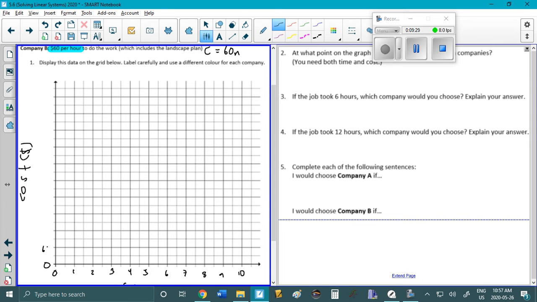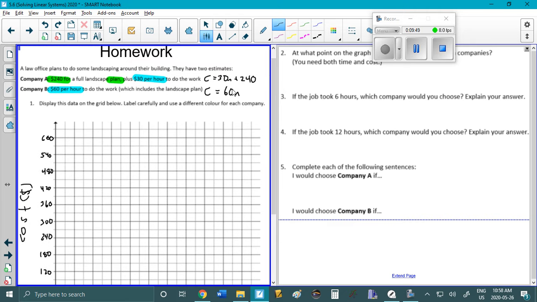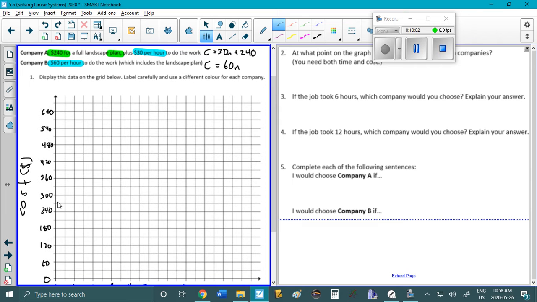So maybe let's go 60, 120, 180, 240, 300, 360, 420, 480, 540, 600. So what I did here is I went up by 60s because this rate of change is 60. That's nice, going up by 60s. This rate of change is 30, which is half of 60, so that'll still be nice. That'll be these lines. And this initial value is 240, and look, it came up. And when we plugged in 10, we got 600, so that should work too.